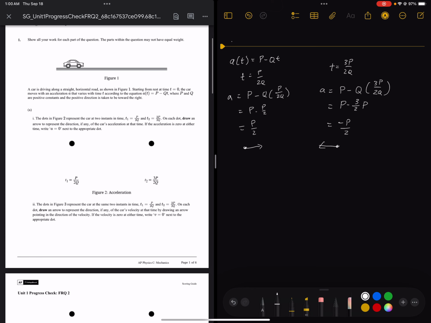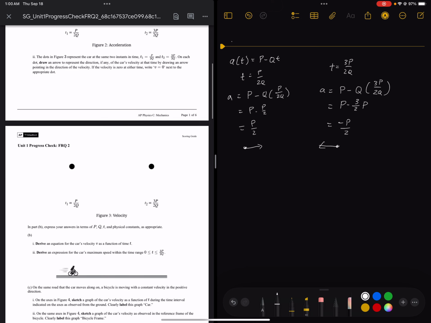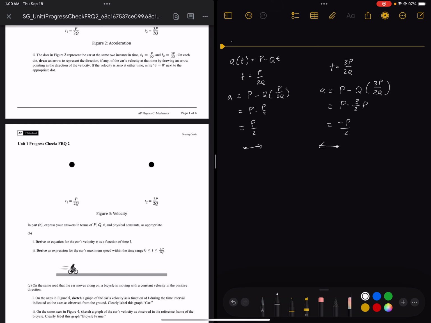So dot 3 represents a car at the same two instances in time. On each dot, draw an arrow. Oh, okay. That's just saying you have to now draw it for the velocities, right? So in order to do that, I have to get the velocity function, right? So I know that the velocity function is going to be the integral of the acceleration function. So I have to integrate again, and I'm going to use the power rule in order to take the integral of this polynomial, right?